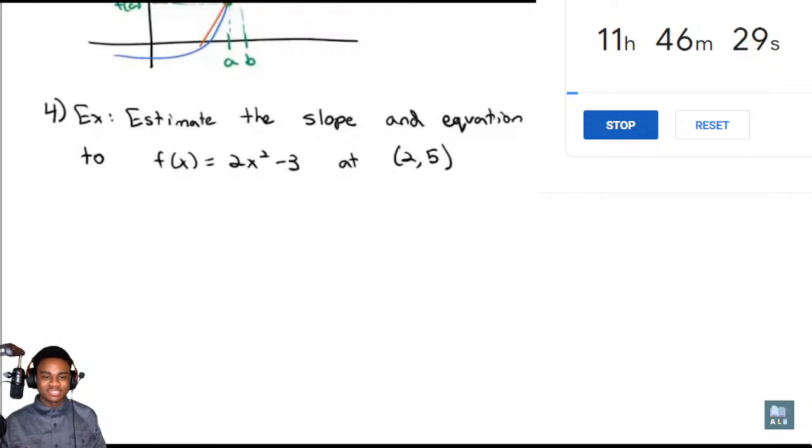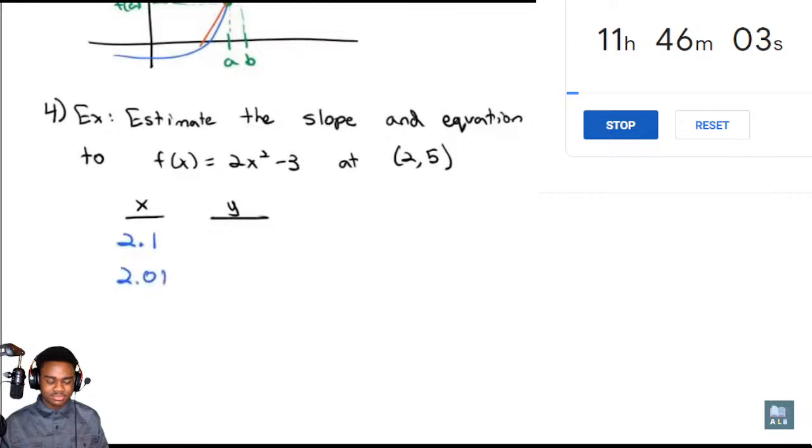Now, the idea here is we want to estimate what it is using a different x and y point, where we're going to try and get closer and closer and closer to our actual point of 2. So we know at 2, the y-coordinate's 5. So we'll start kind of close to 2. Maybe we'll start at 2.1. Then we'll get a little closer, 2.01. Then we'll get a little closer, 2.001.